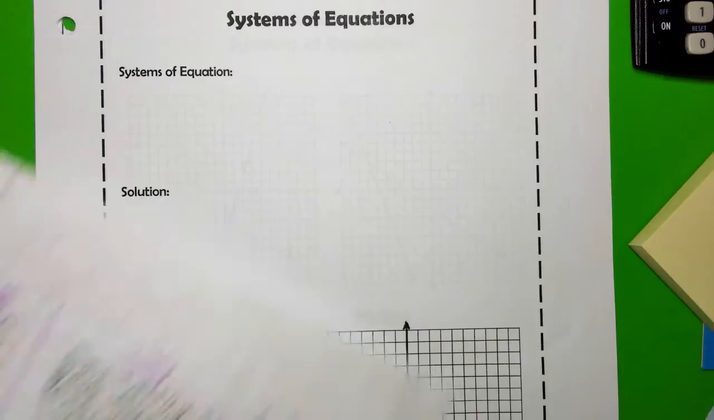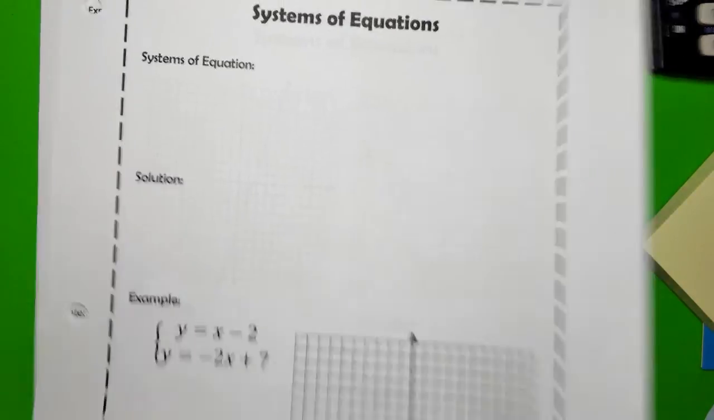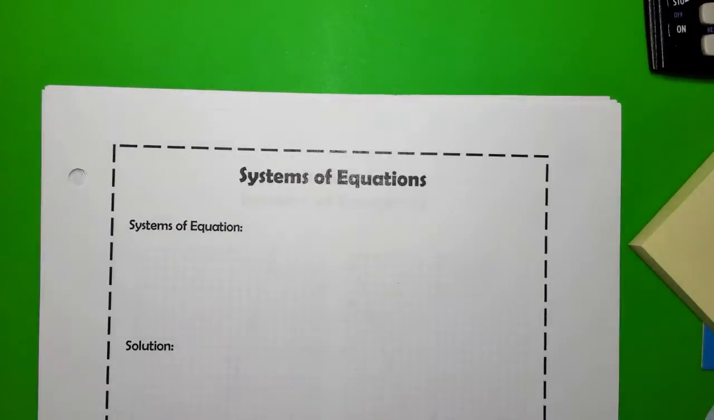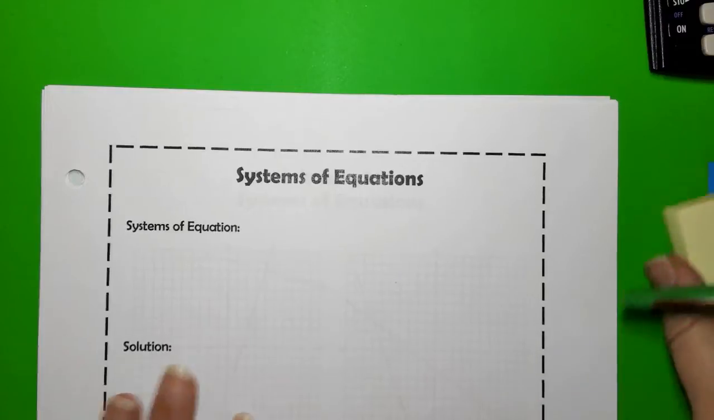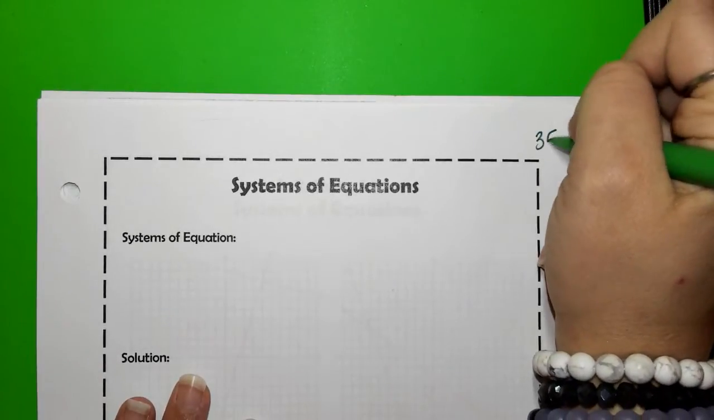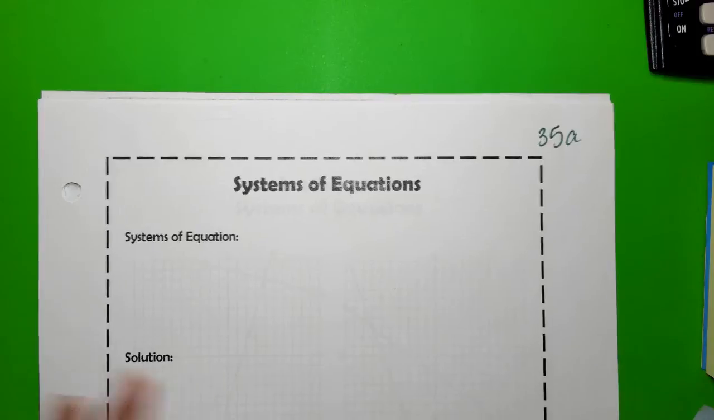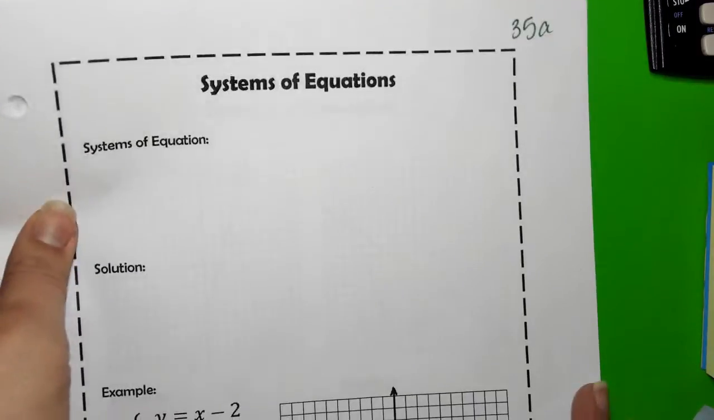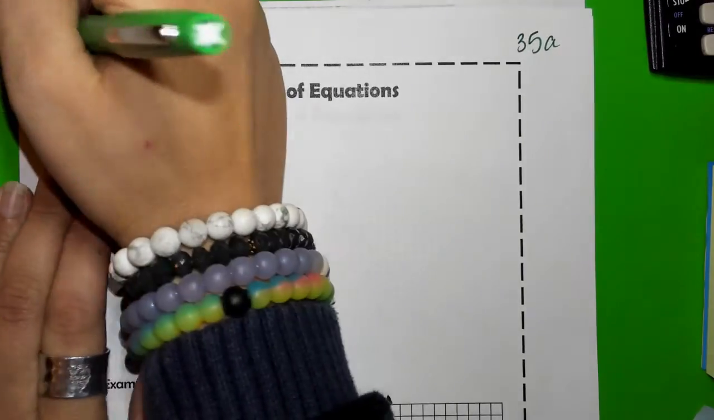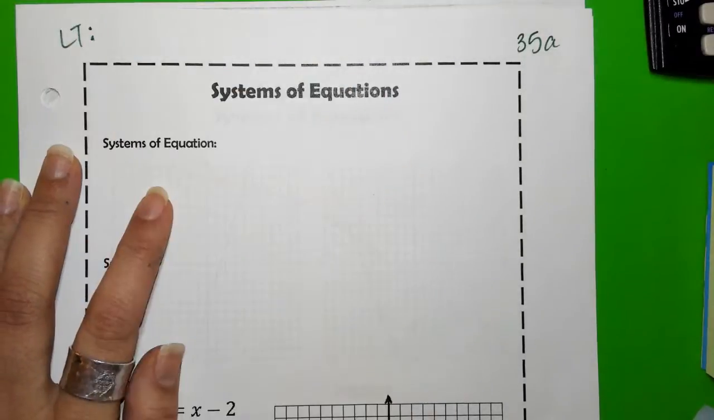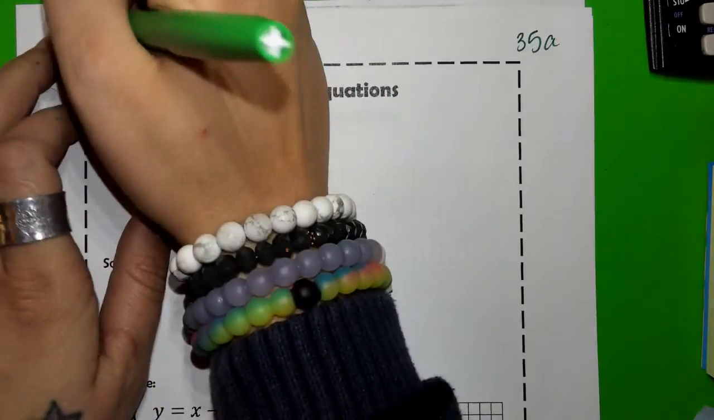So our first page that we're doing today is Systems of Equations, where you were supposed to do your homework for last night. This is page 35A. And we're going to write our first learning target up there. So our first learning target is a level 1 learning target, easy peasy.